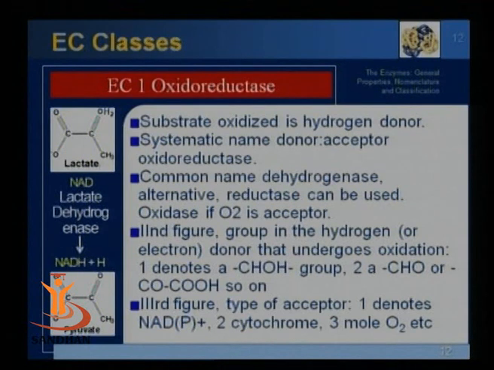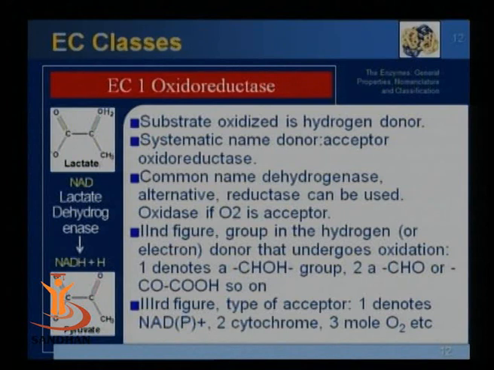These are the enzymes which are able to oxidize one substrate, and this substrate which is oxidized is in fact a hydrogen donor, and the systemic name is, as I said earlier, derived by a structure called donor, double dot, acceptor, and finally oxidoreductase. So this is a naming pattern applicable to all kinds of oxidoreductases. A systemic name in case of EC 1 type of oxidoreductase is derived in this manner. And also there are common names by which the enzyme is more popularly known.